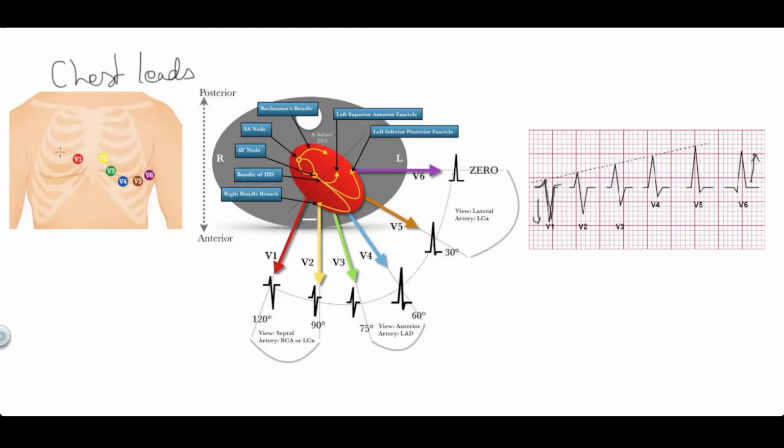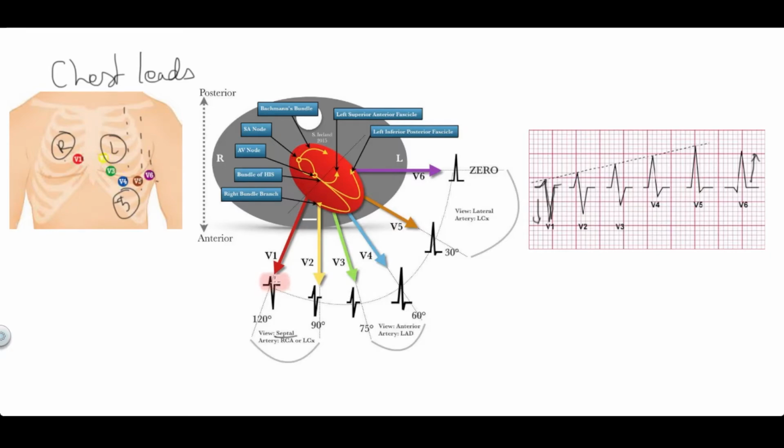So V1 is placed over the fourth intercostal space near to the sternal border on right side, and V2 is placed just opposite to the V1 on left side. V4 is placed on 5th intercostal space in mid-clavicular line. V5 is placed on 5th intercostal space on anterior axillary line. V6 is placed again on 5th intercostal space in mid-axillary line.